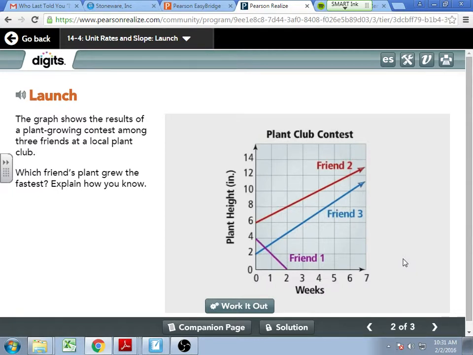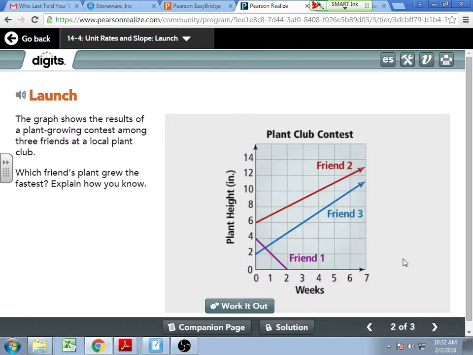Now, forget about friend 1. You don't love plants. Friend 2 and friend 3, which one do you think is growing better? Friend 3, because their slope is slopier. They're going to intersect here. Just because friend 2's plant is still taller does not mean that their plant is growing better.